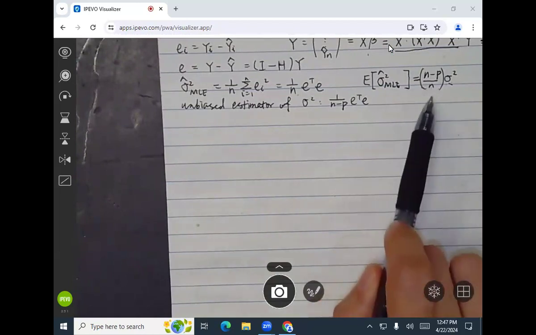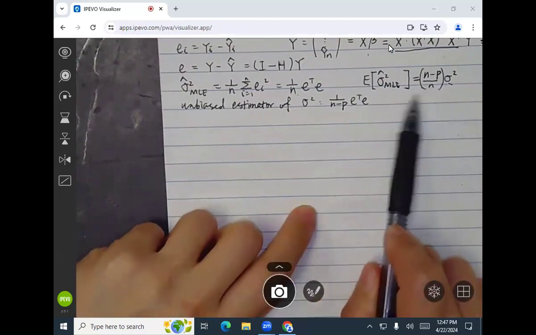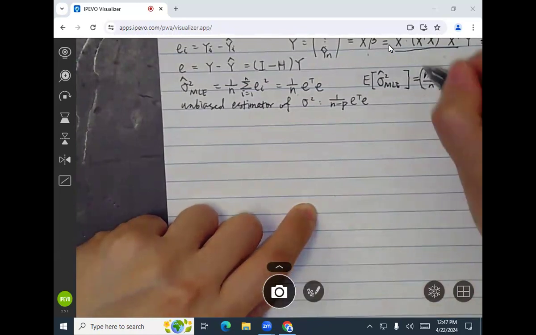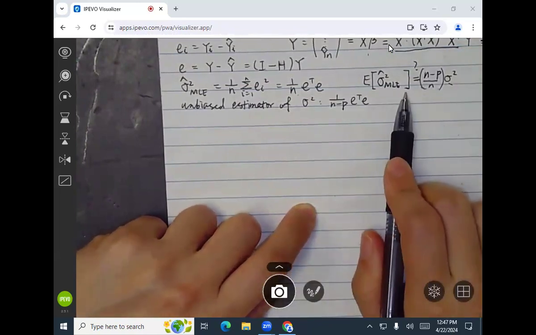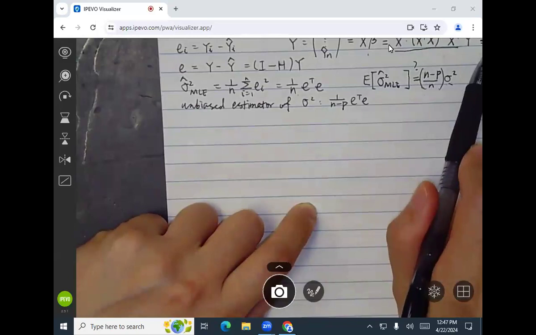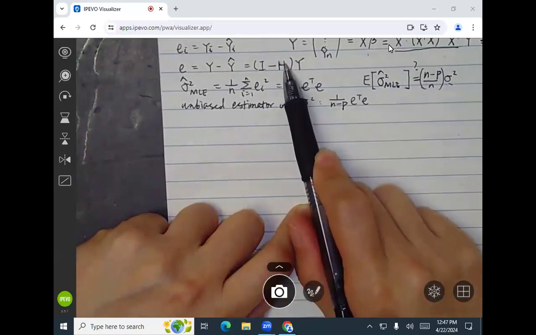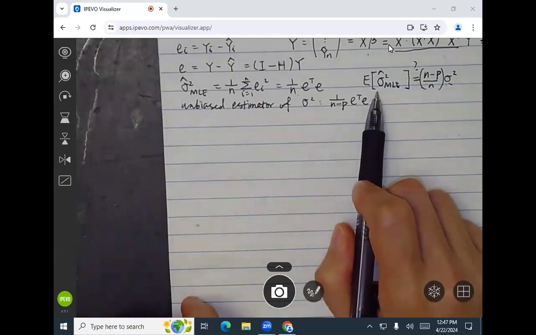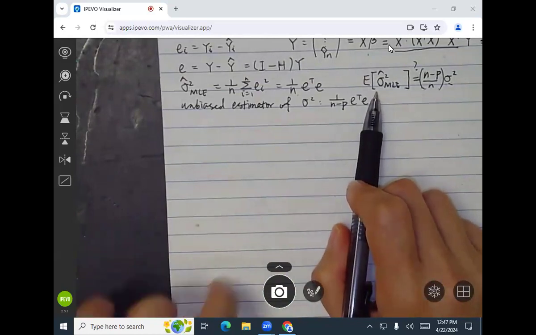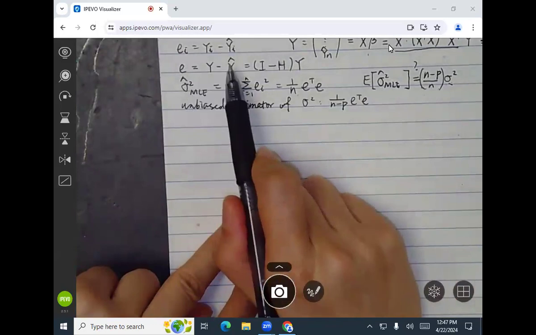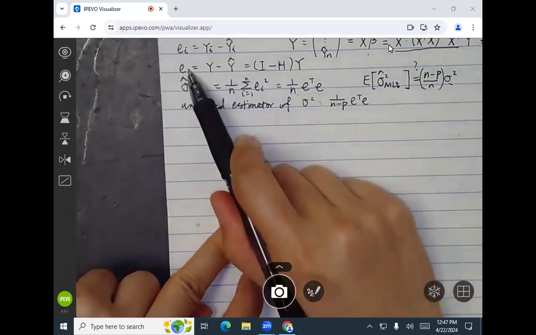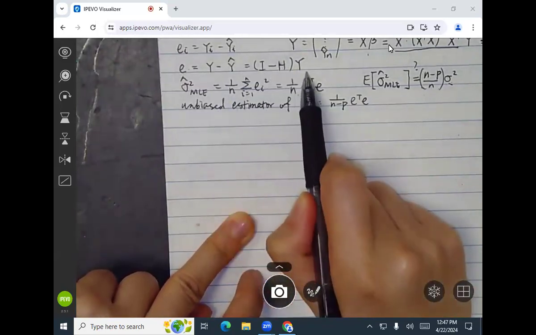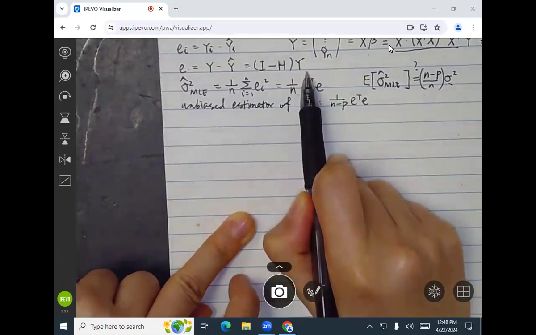Okay, how do we derive this? How do we get this result? We will use the matrix form here to help us. The matrix form will make the expectation calculation much simpler. Recall that we have E as I minus H times Y.